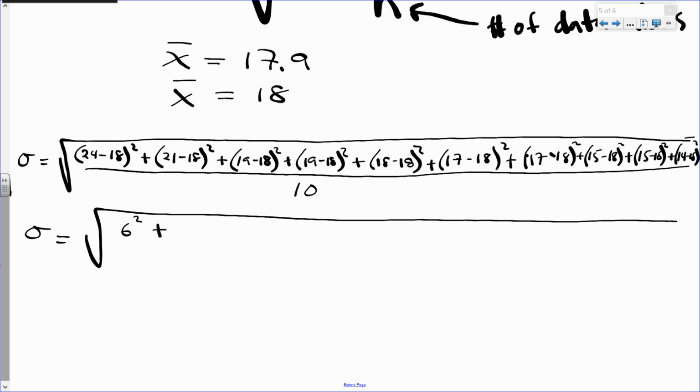Plus, how far was the second place goal scorer from the average? Let's see, that's 21 minus 18. That's 3, right? 3 squared. 19 minus 18 is 1 squared. So 19 is 1 away from 18, so that's 1 to the second power. 19 minus 18 again is 1 to the second power.